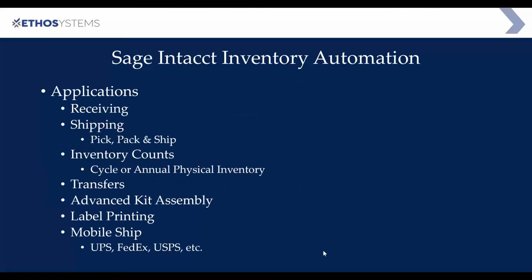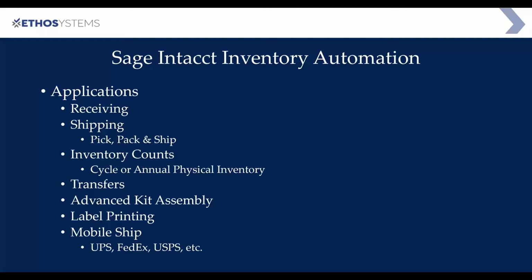All right. So the applications that we typically deal with as it relates to inventory would be receiving, shipping. If you have a multi-step shipping process, you can do a true pick, pack, and ship. So I might stage orders, and then I'm going to pack and ship them as a secondary transaction. We support inventory counts, so whether you're doing periodic cycle counts or you want to do a year-end inventory, that supports that as well.